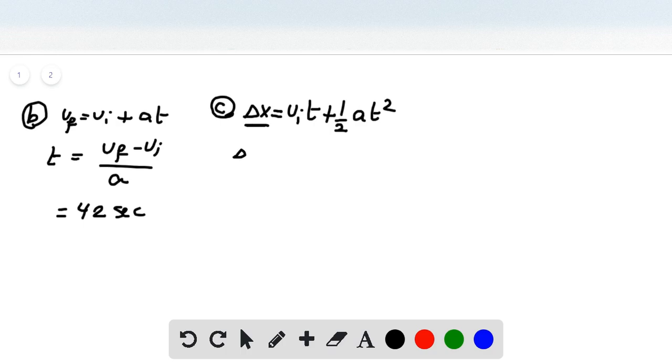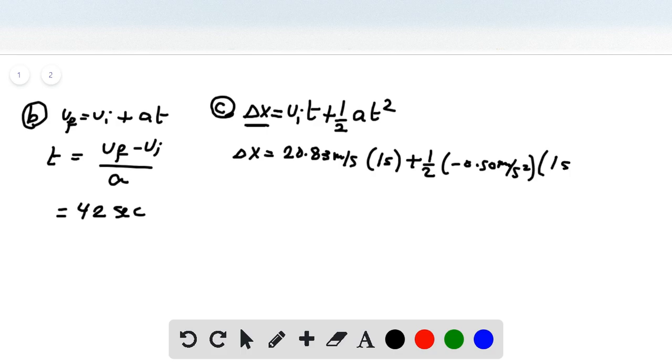So delta x is going to equal the initial speed, 20.83 meters per second, multiplied by the period. He wants the first second, which means the time period is 1 second, plus half of minus 0.5 meters per second squared multiplied by the period of time it took, which is 1 second again. When you plug in these numbers, you get a value of 21 meters for two significant figures.